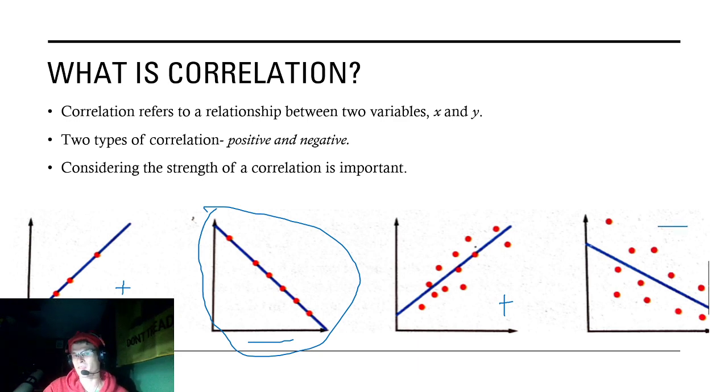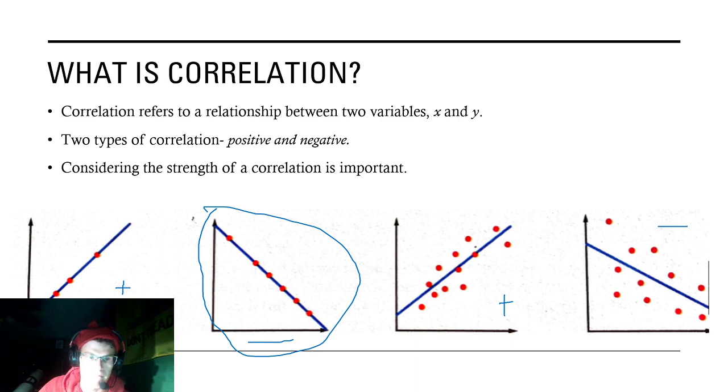If you want to get a good idea of what correlation we're dealing with, you can just look from left to right and ask, is the trend line on this graph going up or going down? If it's going up left to right, it's positive correlation. If it's going down left to right, it's negative correlation.